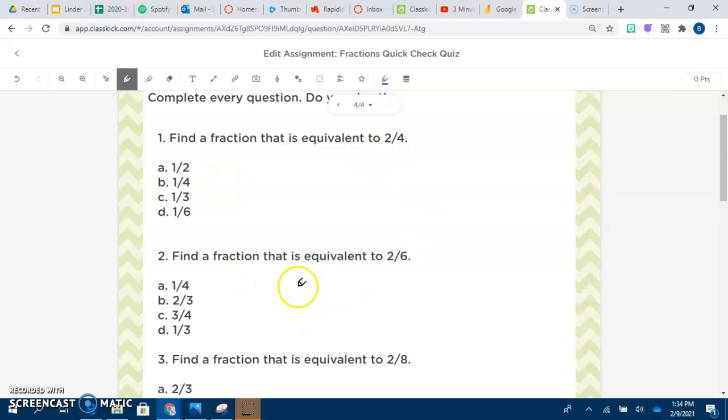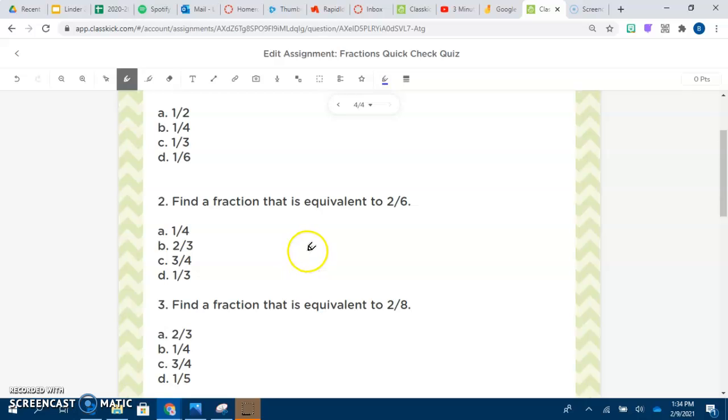On the retake, I've only included even or odd numbers, or the first couple. I'm going to solve the even ones on this first slide. You will not have the even ones on your retake. You'll have to see how I do it, and then you'll do the odd ones. So number 2, find a fraction that is equivalent to 2/6.